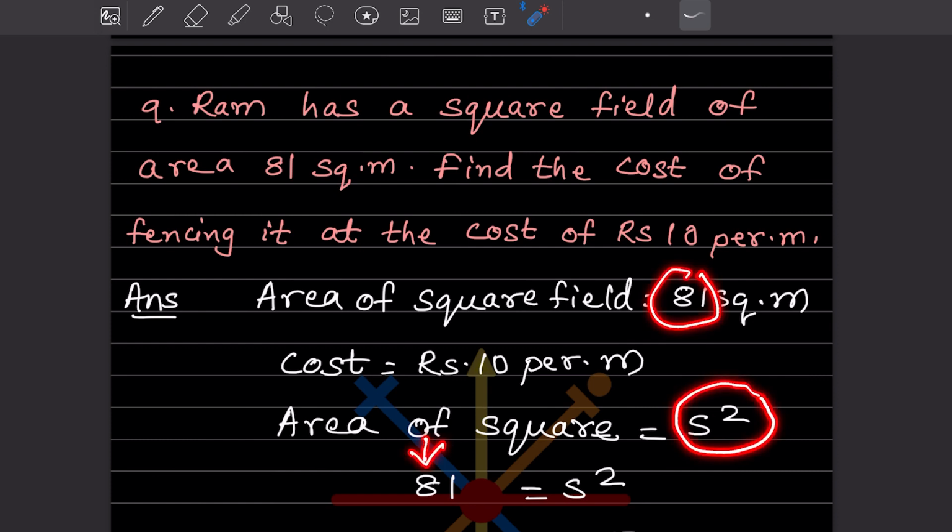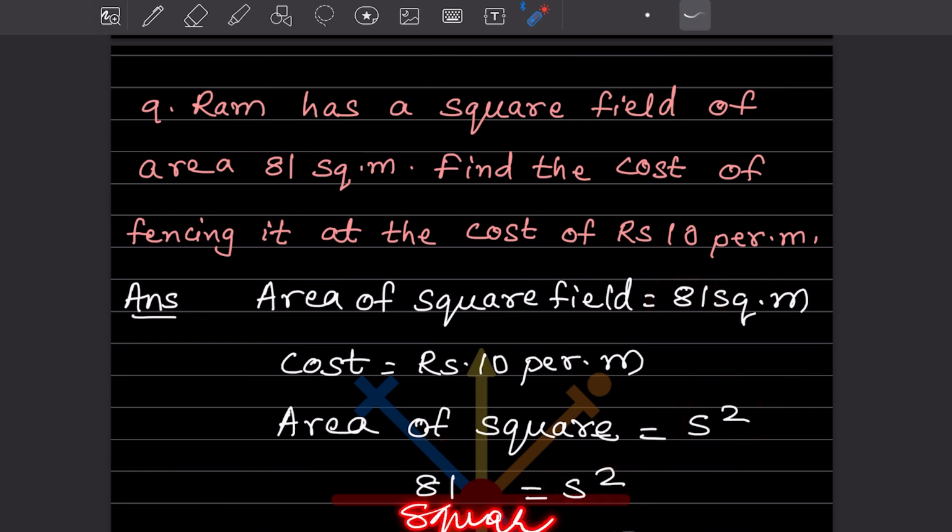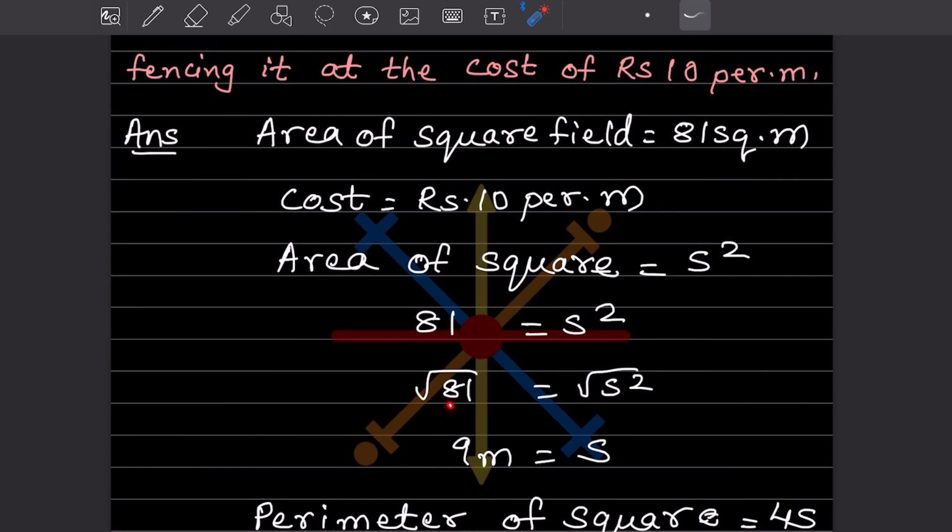So below this area, we'll write 81 and this is the side square. So squaring both sides, when you square both sides, you will put a root sign for this one as well as the root sign for this one. So what will you get here? When you put a root, it means 9 into 9. That is going to be 81. So you are going to write a 9. And whenever there is a root and this square, that root sign goes up. That will be S. So 9 meter is S.